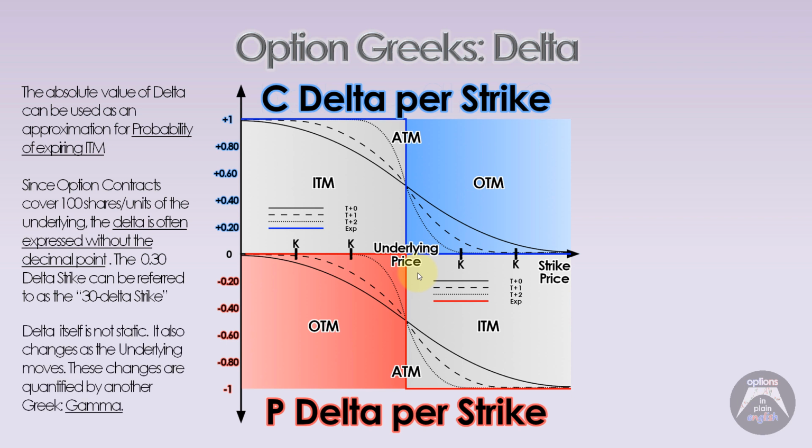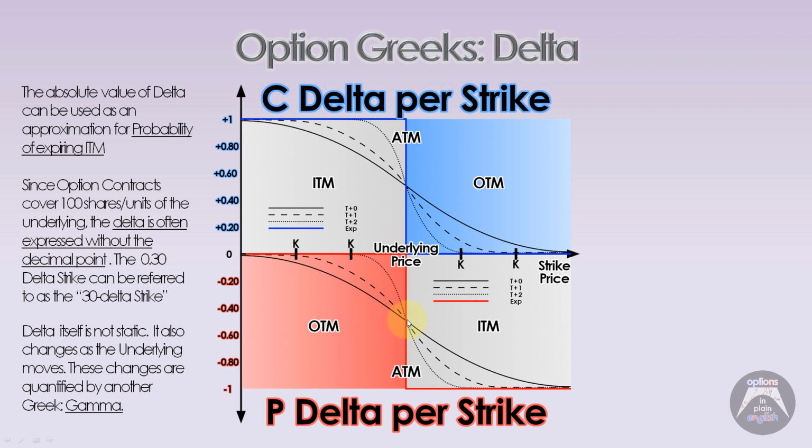Something that we were mentioning also before, delta itself is not static. It also changes as the underlying moves. These changes are quantified by another Greek, gamma, but we're not going to talk about gamma, just keep it in mind. So when, for example, I was telling you, if we have the at the money put, which has just around minus 50 deltas, and the strike price is 100 and it goes to 95, then it went lower by $5, which means because you had a delta of 0.5 negative, you're going to profit by $2.50.